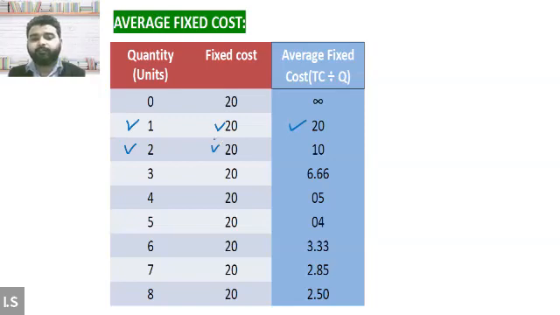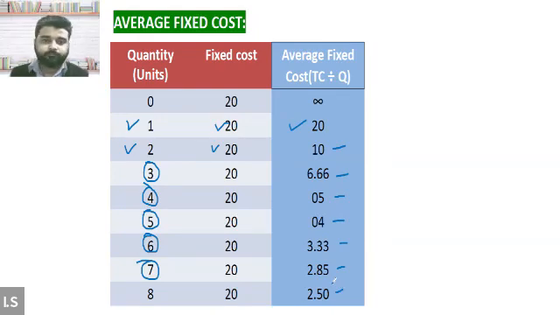So every time in the denominator, we will have a greater value, a larger value. And dividing the same number by the larger value will give you the smaller result. So therefore, average fixed cost keeps on declining continuously. From 20, it goes to 10, then 6.6, then 5, 4, 3, 2.85, and so on. As you produce more, average fixed cost will keep on declining.